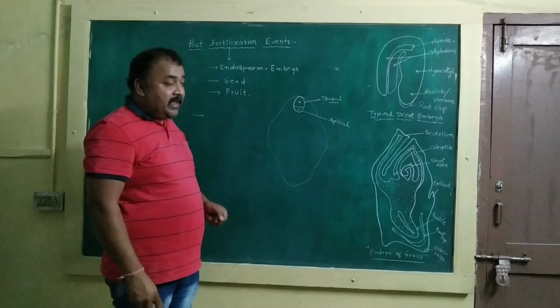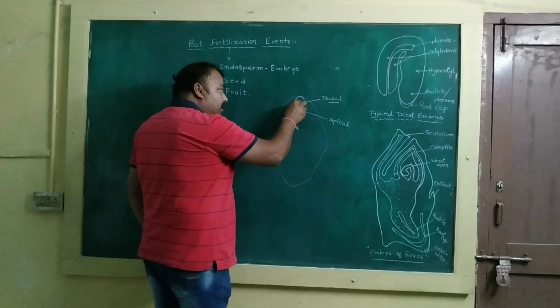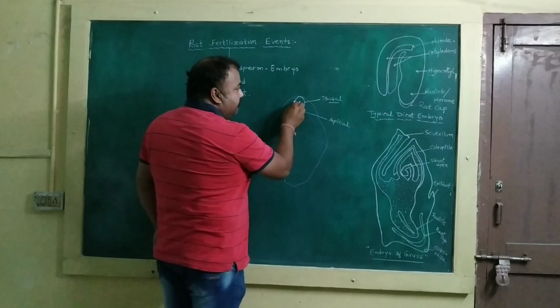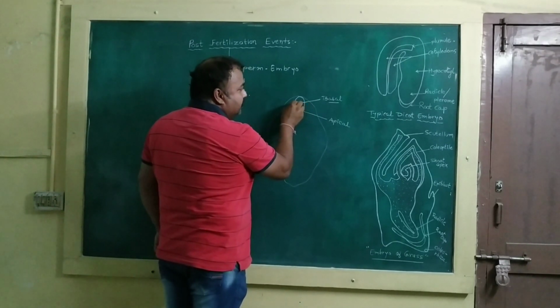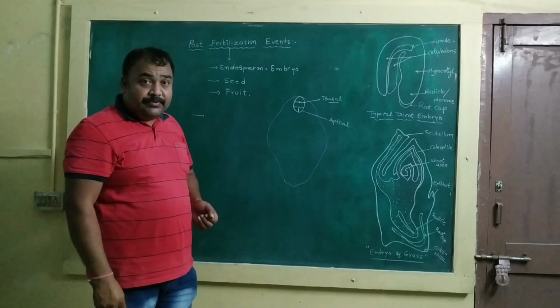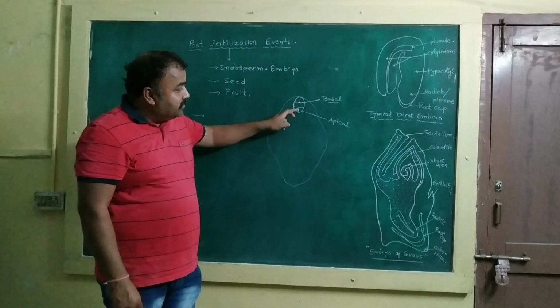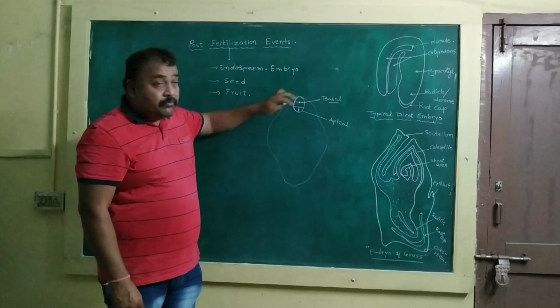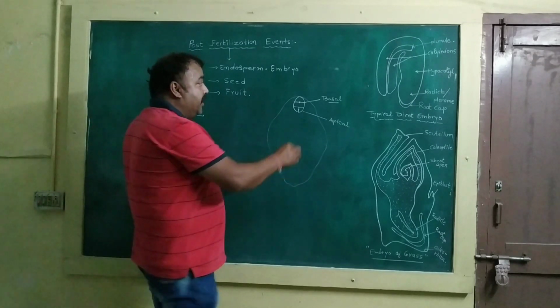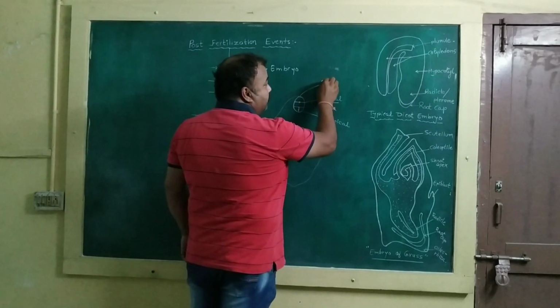Now the apical cell will undergo longitudinal division, whereas the basal cell will undergo transverse division. And as a result, how many cells are produced? Four cells: two apical and two basal cells. This four-celled structure of the embryo is known as proembryo.